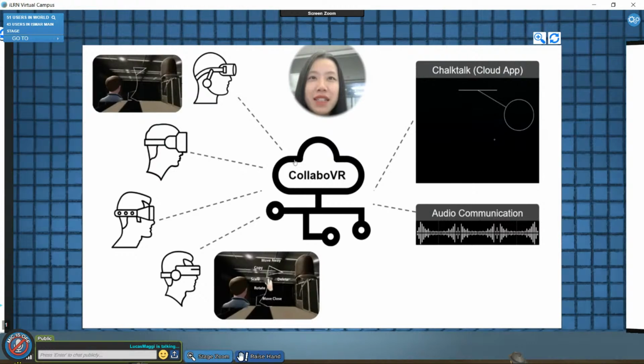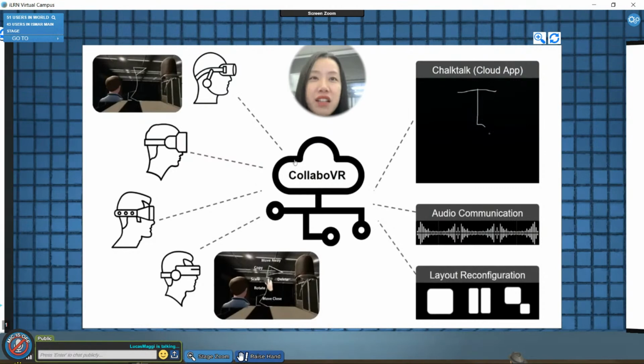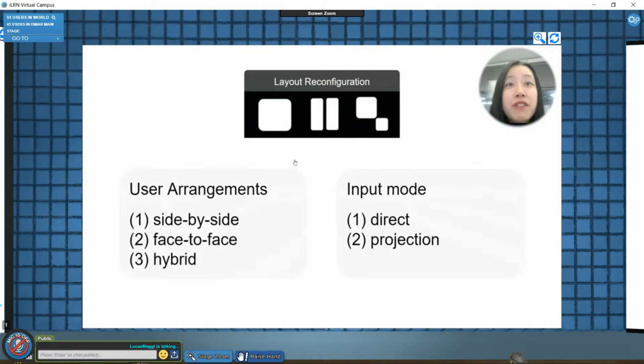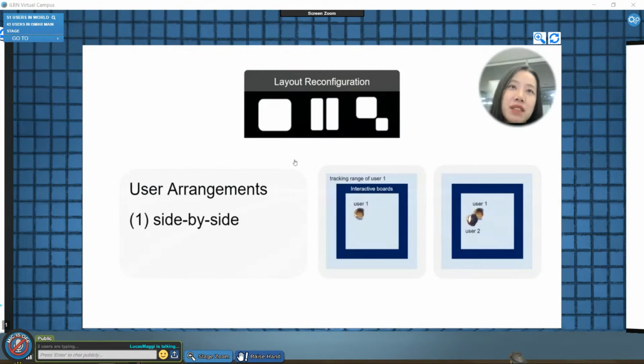To adapt to different use cases and optimize the virtual spaces depending on tasks, we further support the real-time switching of different layouts. Before we came up with the layout conditions in detail, we explored a variety of user arrangements and input modes that affect communication and collaboration. We investigate three user arrangements and two input modes. The first one is side-by-side. The side-by-side arrangement places each remote user in a shared virtual space, which is defined within the tracking range of the headset. All users may focus on the content during the creative collaboration.